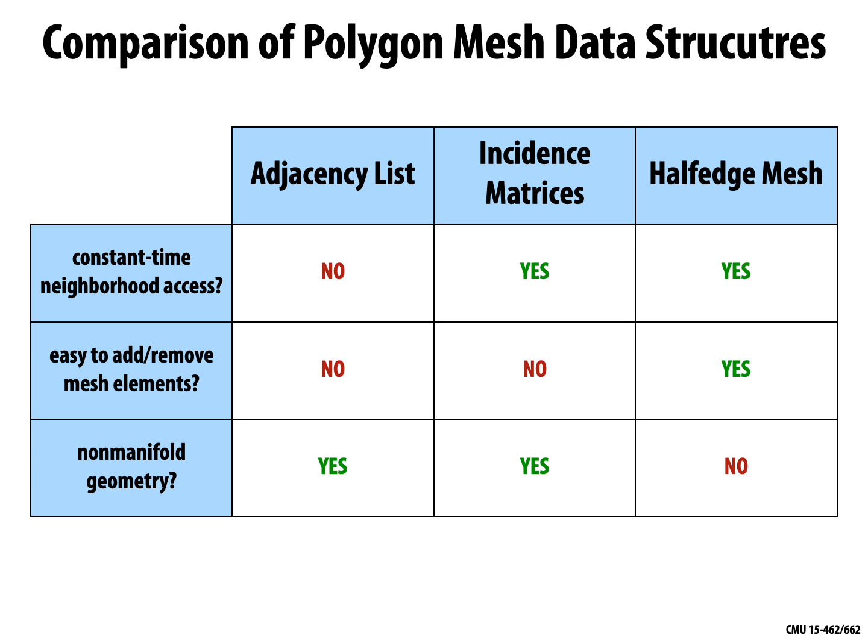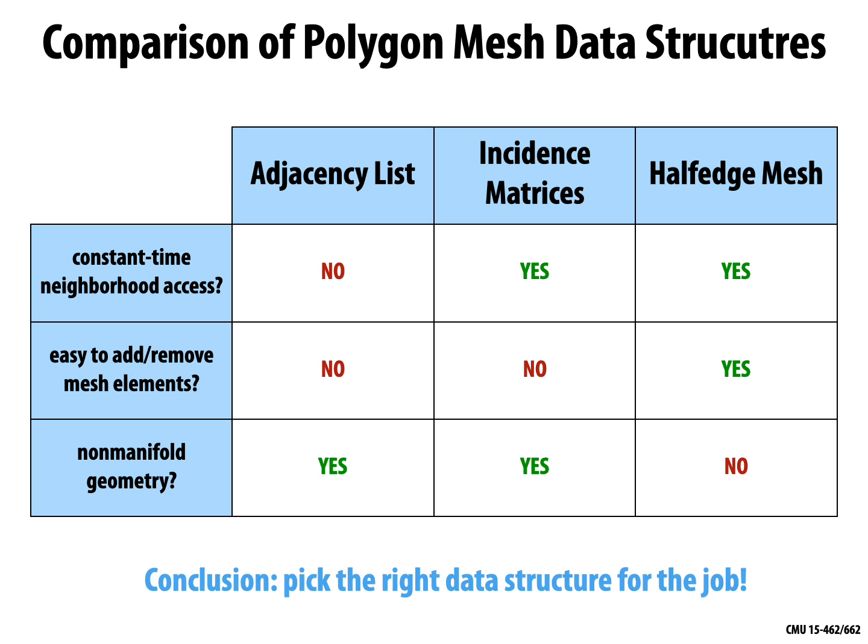And finally, can they deal with non-manifold geometry? This is where half-edge mesh is weakest. Adjacency list, it's super easy. If I want to represent a non-manifold mesh, okay, fine. I just store a bunch of triangles that contain the same edge. I just store whatever triangles I like. Same with incidence matrices.